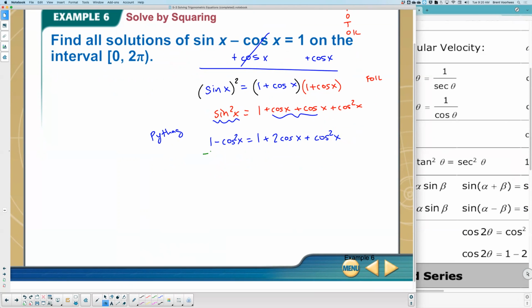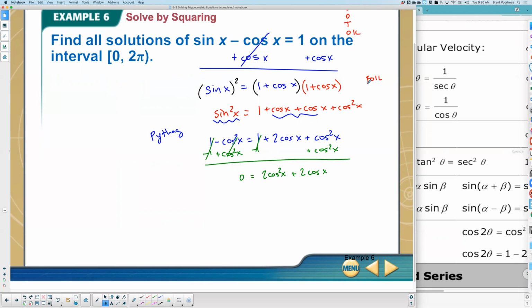Now what I'm going to do is combine like terms. I see both sides have a 1, so I can subtract that. And both sides have a cosine squared, so I can combine those. So the left side is going to become just a 0. 1 minus 1, that's 0. And I will reorder this. I'm going to put the 2 cosine squared first. There's 2 of them. 1 plus 1 is 2 cosine squareds. And then I have 2 cos x.